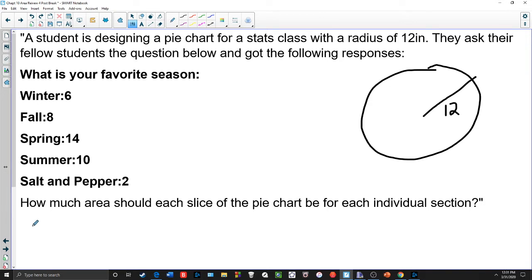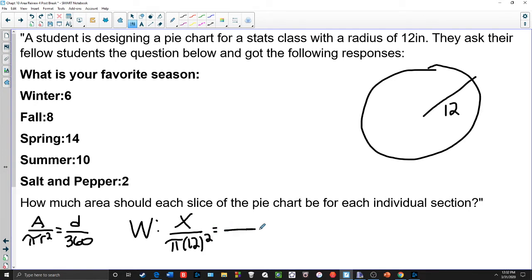Well, remember, the area of a sector is as follows. It's the area of the sector over pi r squared, and in this case, since we know the radius, it's 12, but I'll just put an r here. That is equal to the degree of the sector over 360. So if you look here, let's say I want to find the winter sector. I almost have everything I need. So x for area. Pi, I know the radius is 12, so pi 12 squared is equal to, I just need the degrees. I don't have the degree number up here to put down. Like if this is my winter section, I don't know what degrees to make this because I haven't figured it out yet.